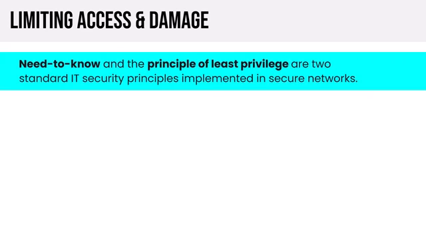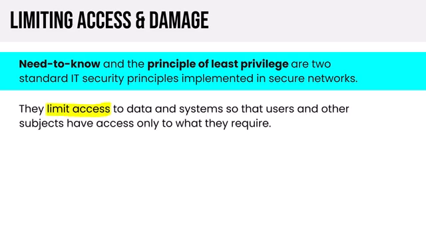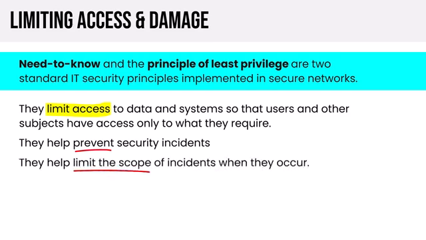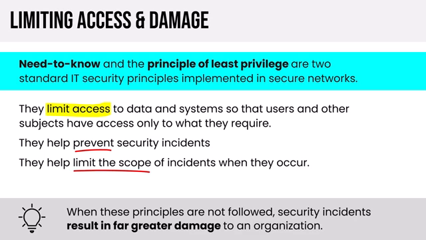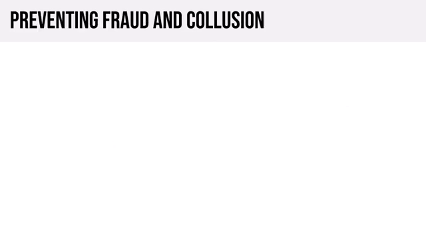So let's talk about how we limit access and damage. Need to know and the principle of least privilege I mentioned are two standard security principles that are implemented in secure networks. And they limit access to data and systems so that users and other subjects have access to only what they require. That's going to help prevent security incidents. And if we have a security incident, it's going to help limit the scope of damage. So when we apply these principles, we're going to minimize the potential impact. When we ignore need to know and least privilege, we're going to expose ourselves to potentially far greater damage in the event of a security incident.